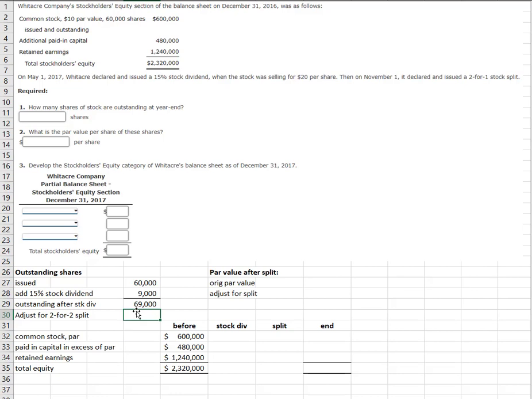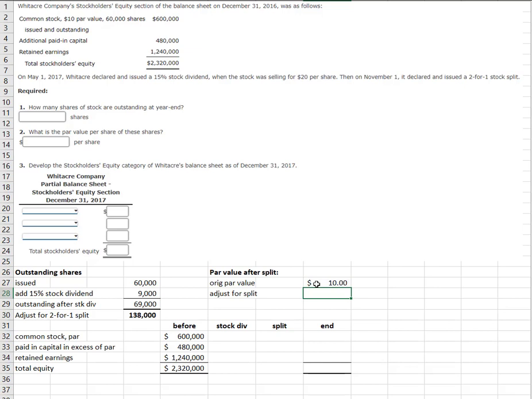Then in November, they did a 2-for-1 stock split. That means for every share you return, we will give you 2. So it basically doubles the number of shares outstanding. Then the 69,000 would become 138,000, double the 69,000. That's the effect of the stock split. That's a 2-for-1 stock split. 2-for-2 would not be a stock split, just a typo.